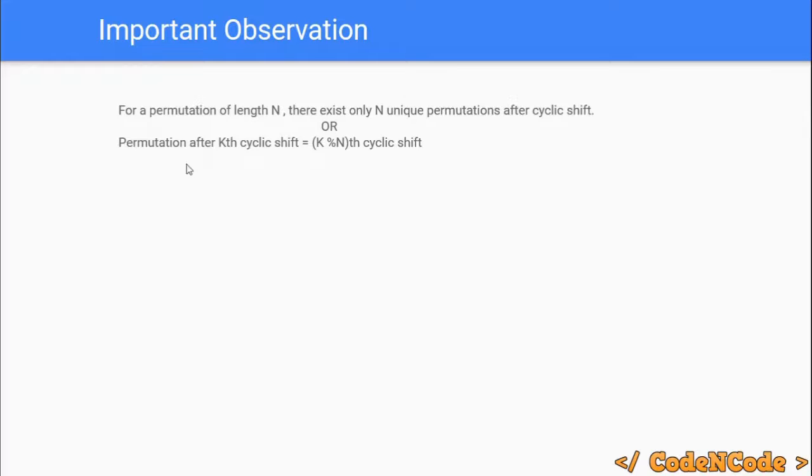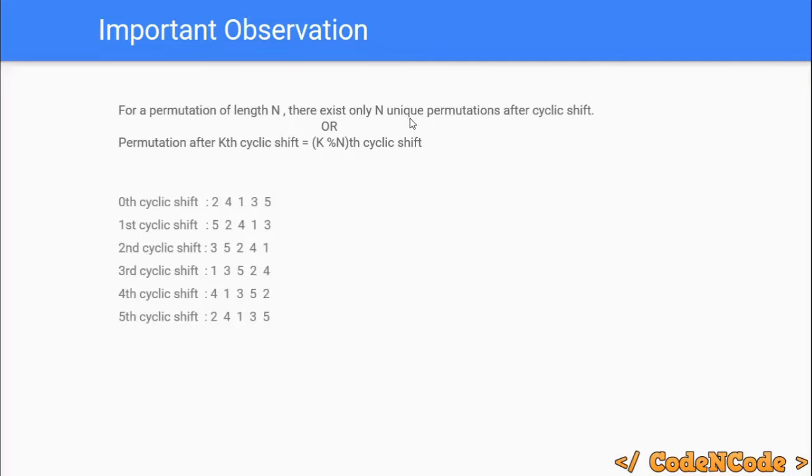Well, there is. One of the important observations is that for a permutation of length n, there exist only n unique permutations after cyclic shift, or in other words, the kth cyclic shift is actually equal to the k modulo nth cyclic shift. What do I mean by this statement? Let me show you with an example. So this is the input array 2 4 1 3 5, which is a permutation of length 5.